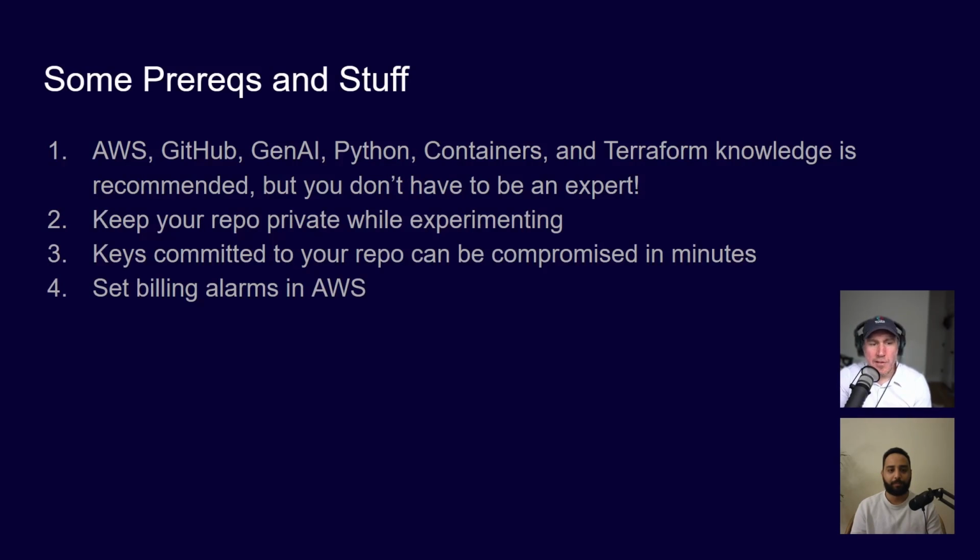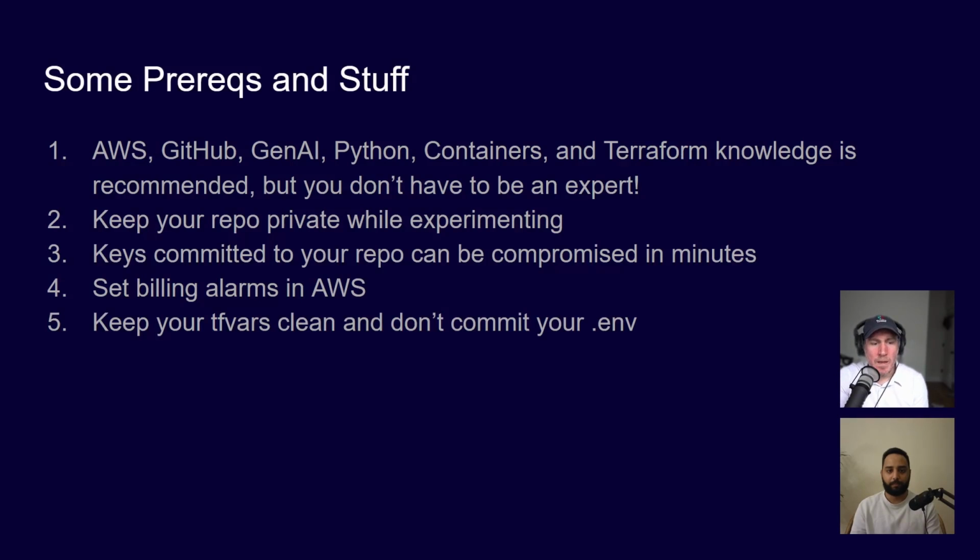Another thing, set your billing alarms in AWS, especially if you go the EKS route. This stuff does get very expensive very fast if you're not careful. If you go the ECS route with Fargate, you're probably going to be okay. But again, billing alarms, just set them.